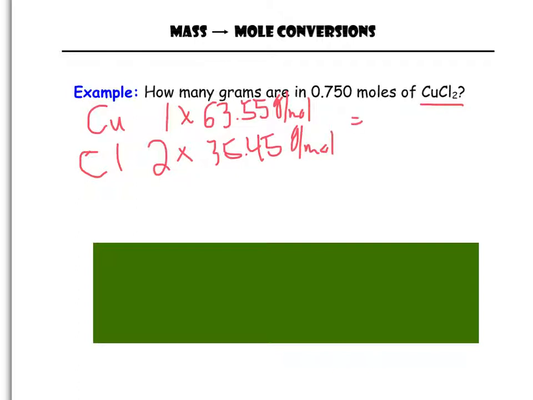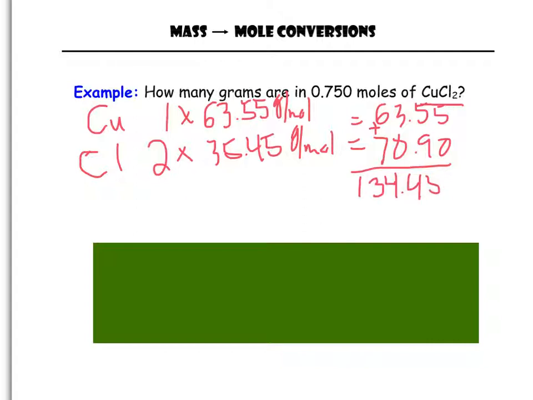And so we find out our total molar mass coming from copper is 63.55. Our chlorine needs to be doubled, so we have a total molar mass of 70.90. Now we add those together and we find out that our molar mass of copper chloride is 134.45, and that is grams per mole.